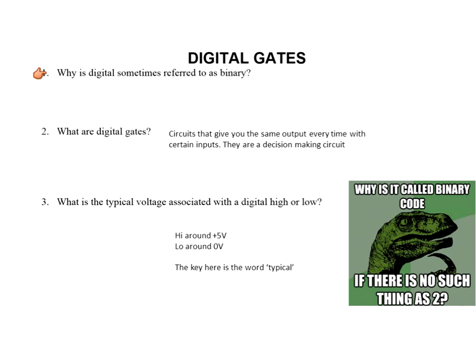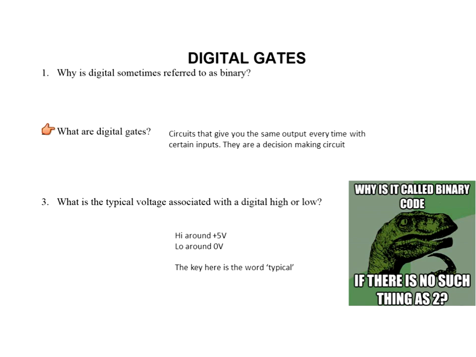Now, why is digital sometimes called binary? Well, it's called binary because you have only 2 possible states. Binary, 2 possible states. A high or a low, a true or a false, a yes or a no, a 1 and a 0, a mark and a space.